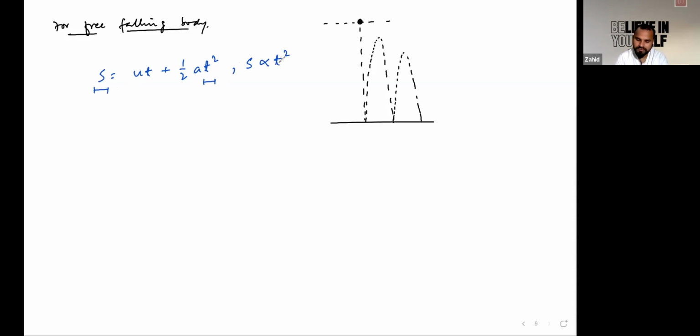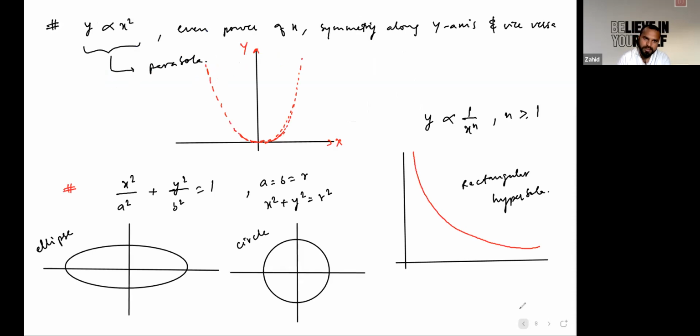So what would be the nature of the graph? Whether it would be a straight line, circle, ellipse, or any other curve. Just compare using this. If one of the coordinates has an even power, it will be a symmetrical graph about the opposite coordinate, or it will be termed a parabolic curve. Is it clear?